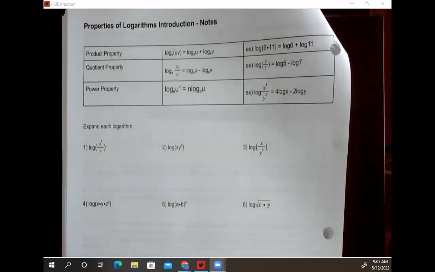When we see expand, that's going to mean generally that we're writing more than one log, not always, but generally. When we see condense, that generally, not always, but generally, will mean that we're taking multiple logs and writing them as one. These are properties that we're going to need as we go into next week and we start talking about solving logs. So the last big section of this unit will be solving exponential equations and solving logarithmic equations.